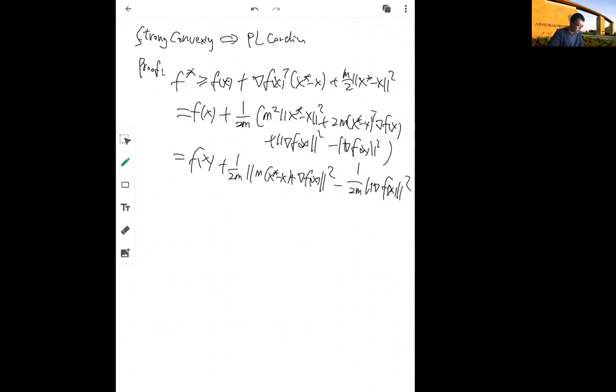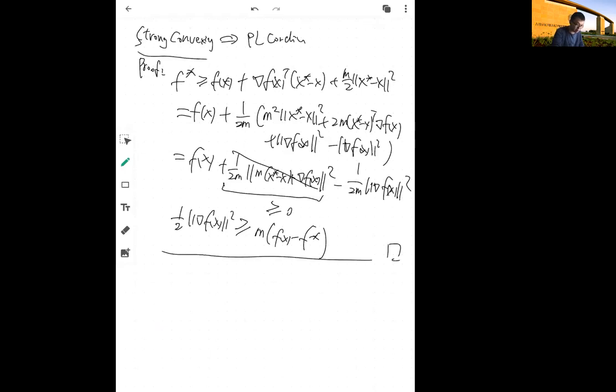Okay, so now notice that this is always positive, right? So we can essentially lower bound this by simply replacing this by 0. Okay, so now this one goes away. Then by just rearranging terms, we end up getting the PL condition with parameter m, in the form of half the squared norm of the gradient being at least m times (f(x) minus f star). Okay, so that completes the proof that strong convexity is stronger than the PL condition.